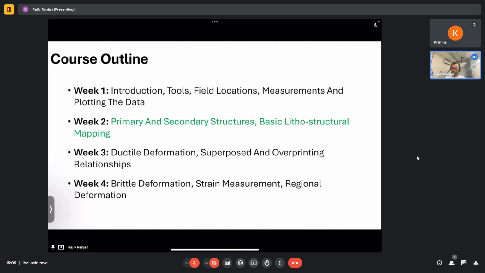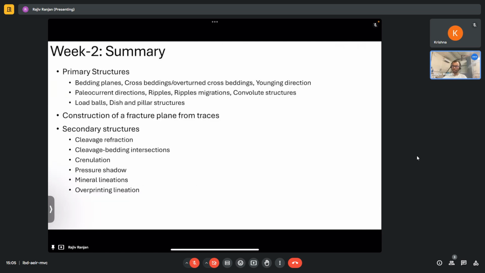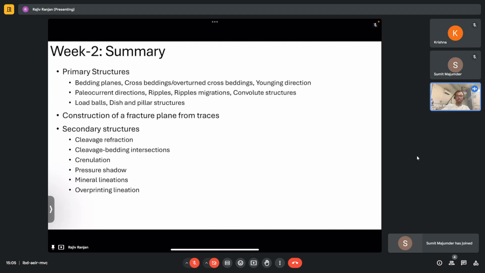So last week we had discussed the introduction part, tools, field locations, and measurements and plotting the data. Today we will be discussing week 2, where we have learned about primary and secondary structures and basically structural mapping. Let me give you a brief summary of the week 2 lectures.